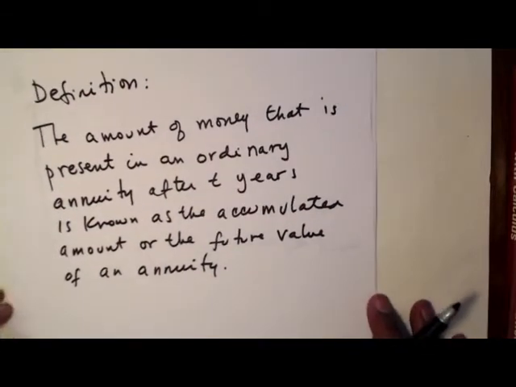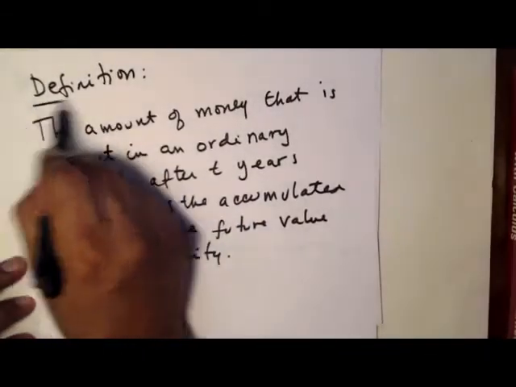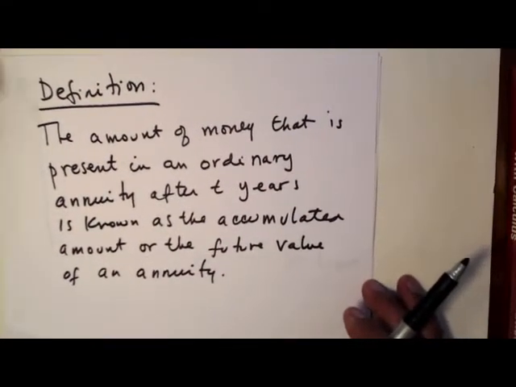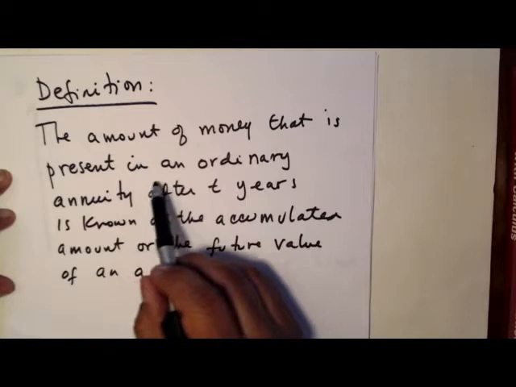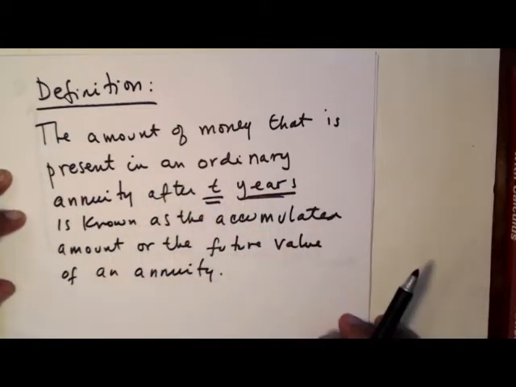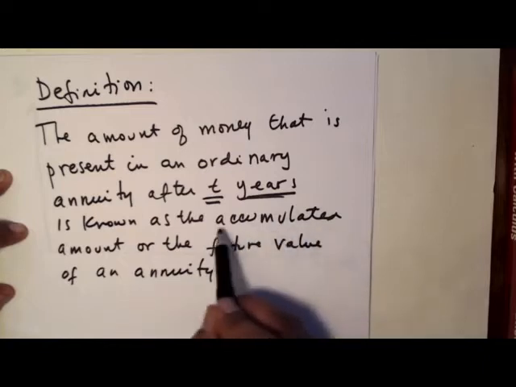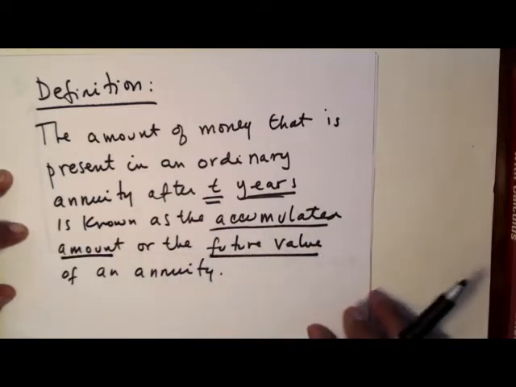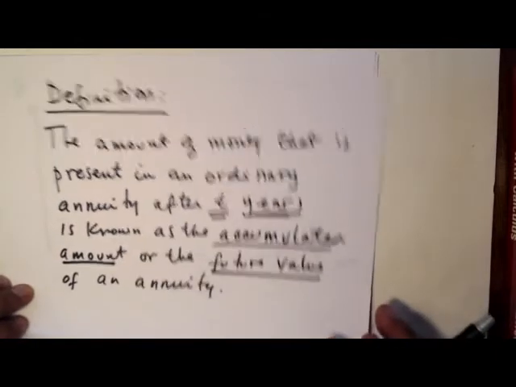Another definition here: the amount of money that is present in an ordinary annuity after t number of years is known as the accumulated amount, or the future value of an annuity.